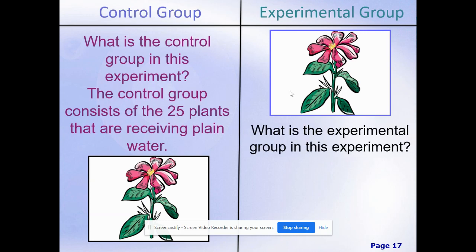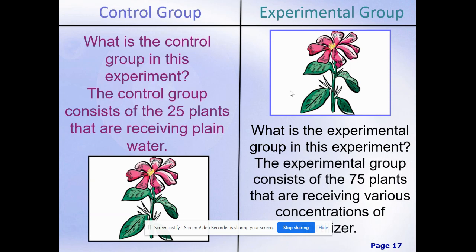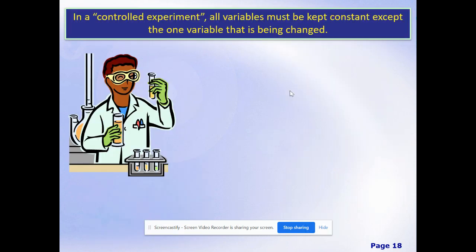What is the experimental group in this experiment? The experimental group consists of the 75 plants that are receiving the various concentrations of fertilizer. So please make sure you are filling in your document. We are now starting number E. Okay. So in a controlled experiment, all the variables must be kept constant except for the one variable that has changed. Okay. We're working on E and F now.